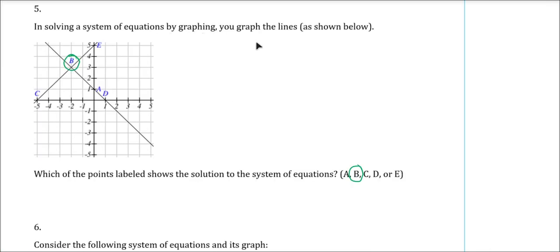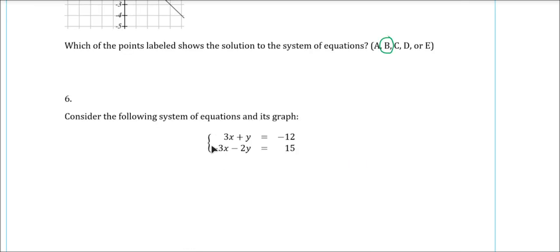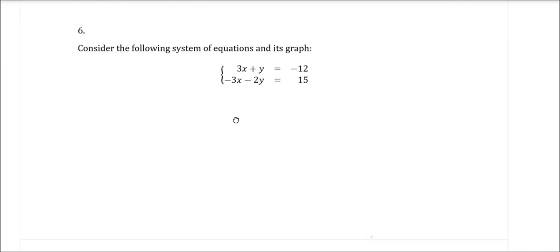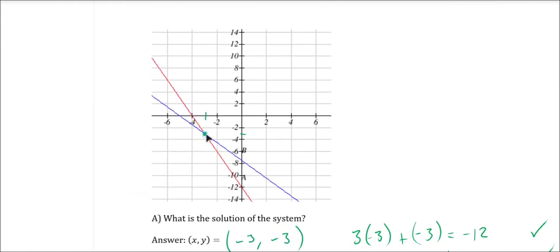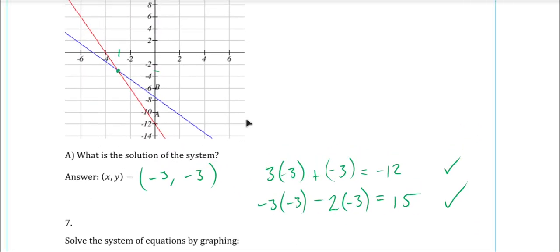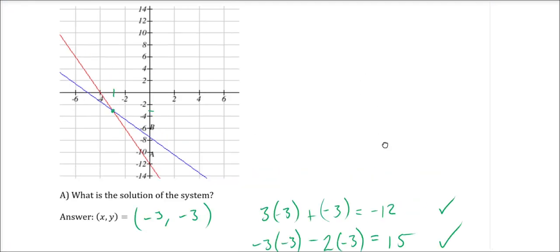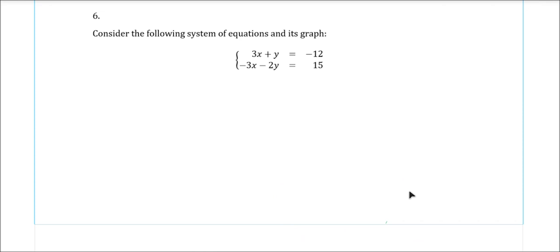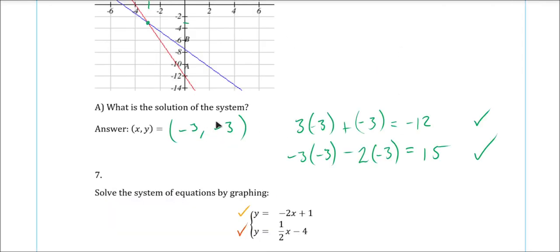In solving a system of equations by graphing, you simply graph the lines and look for their intersection, which is here at point B. For number 6, we're asked to look at the graph of this system of equations, and here we can see the intersection between the two lines is our point. Judging by the tick marks, this might be at -3, 3, but how could we check that? Well, we could plug that in for x and y and find out that it does indeed satisfy both of the original equations. Thus, -3, 3 is indeed a solution to this system.